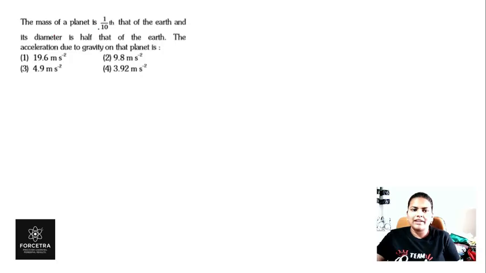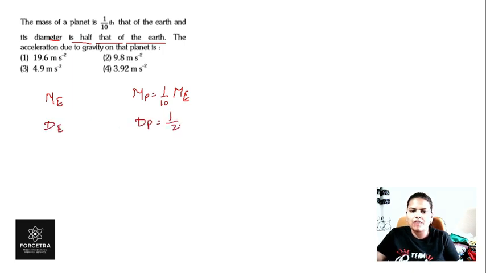The mass of the planet is 1/10 of that of Earth. If we say the mass of the Earth is mE, the mass of the planet is 1/10 of the mass of the Earth, and its diameter is half of that of Earth. Let's say the diameter of Earth is dE, so the diameter of the planet is half of dE. So we have to find the acceleration due to gravity of the planet.